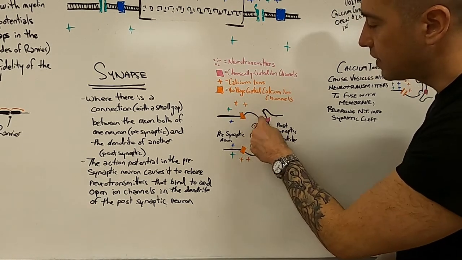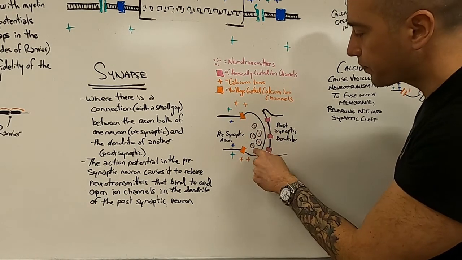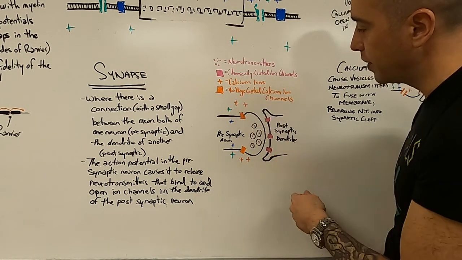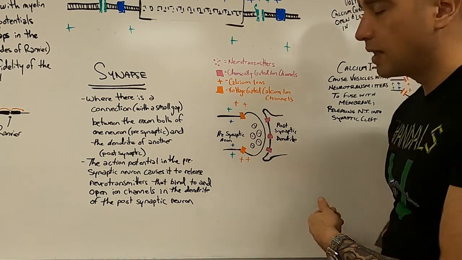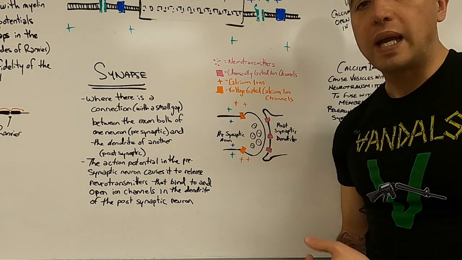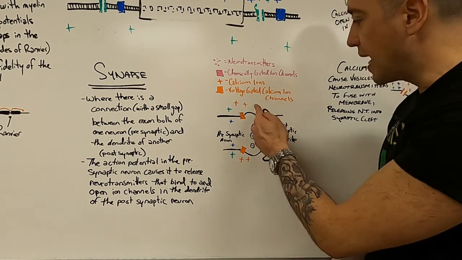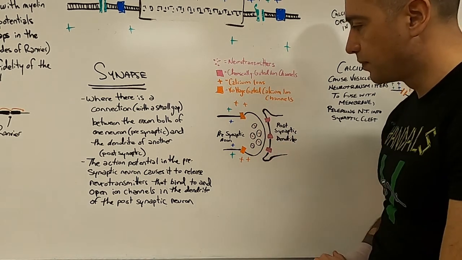Here, this is called the axon bulb. And these bubbles are vesicles containing the neurotransmitters for storage. And we'll see in a moment how they are triggered to release those neurotransmitters into the gap, the synaptic cleft.